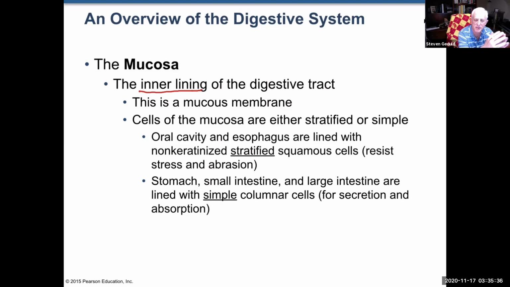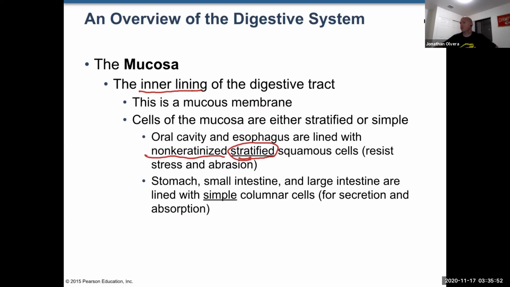The oral cavity and esophagus are lined with non-keratinized stratified squamous cells. Okay, so non-keratinized, there's no keratin on it, but it's stratified, which means what? Multiple layers. More than one layer, perfect. And squamous means? Flat. The flat cells, multiple layers of them built up, so it helps resist stress and abrasion. Okay, oral cavity, esophagus, that's where the food comes down. Everything is traumatized by bulks of food, parts of food, parts of bones, chips of things that go in there. Okay, it helps protect the lining. So your oral cavity and esophagus are non-keratinized stratified squamous epithelium.